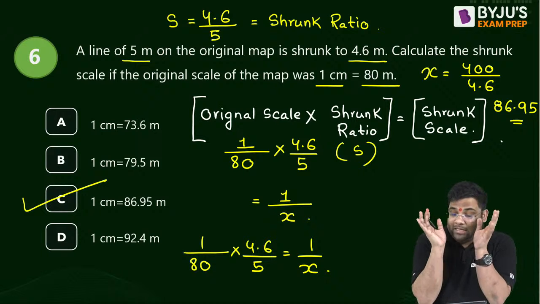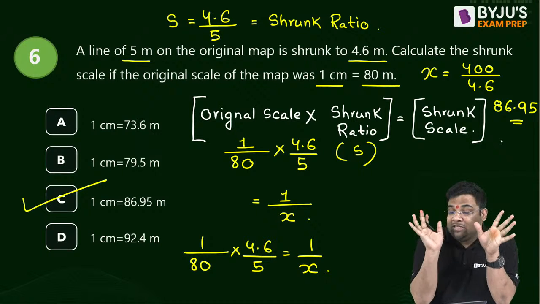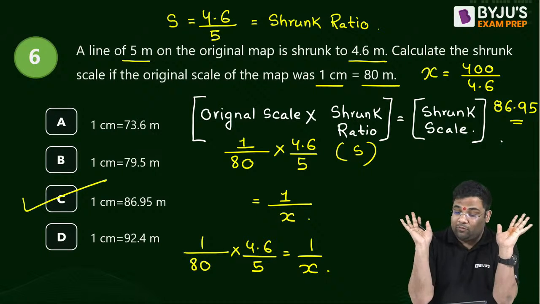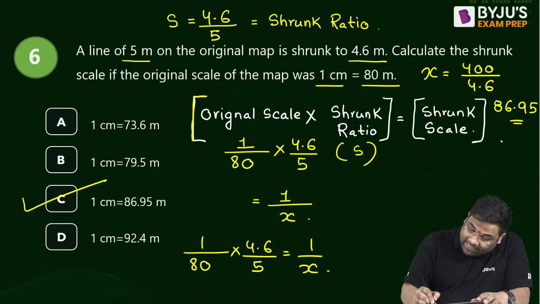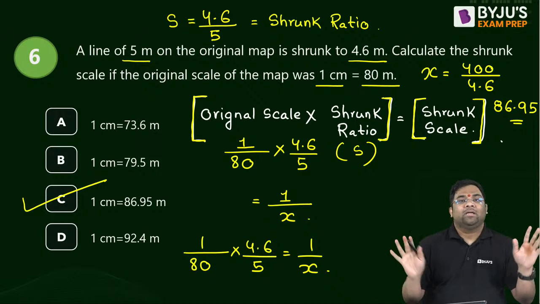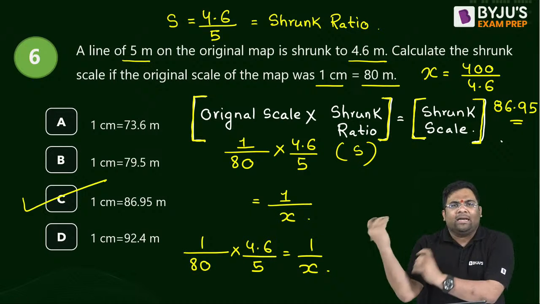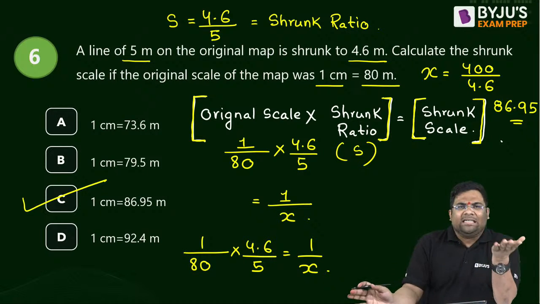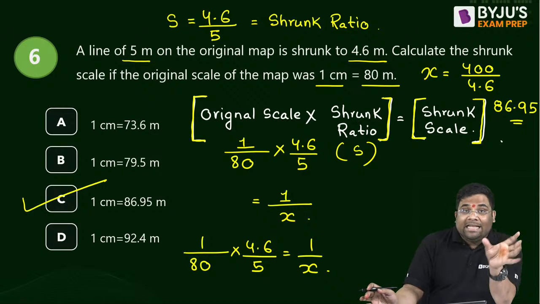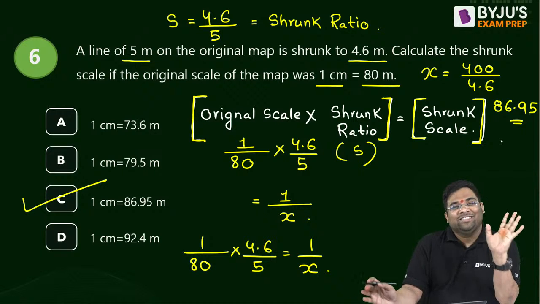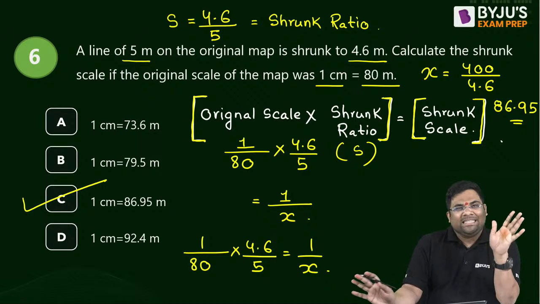You see, some students commit mistake. Why? Because the formula is unclear. Therefore, it's very important that we understand the formula first. Original scale into shrunk ratio is equal to shrunk scale. Remember this formula. Shrunk scale is equal to original multiplied by the shrunk ratio or shrinkage ratio. Shrinkage ratio is the shrunk length by the original length. Easy, easy, easy.